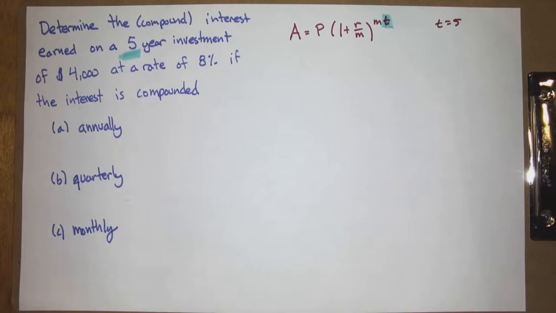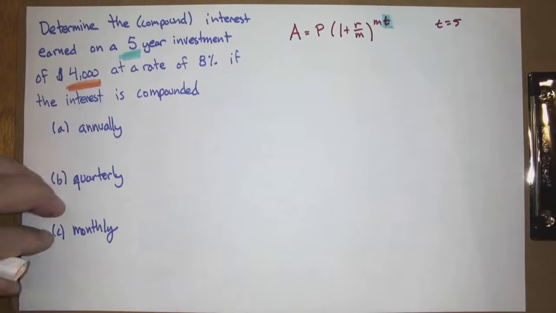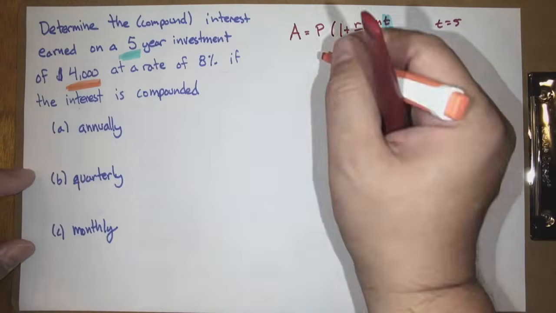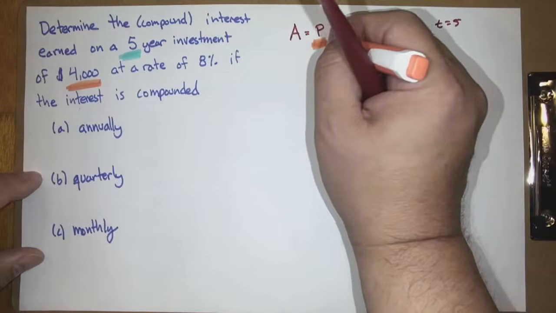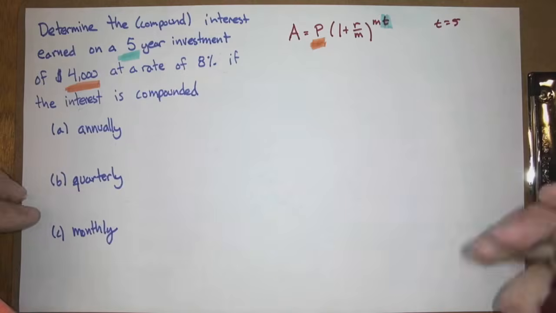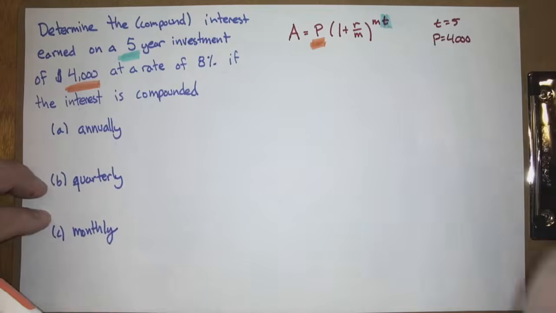All right, well, now let's do another one of these. Here's another number, 4,000. Does that show up in our formula? And if so, where? So that's your initial investment, your present value. That's your P. All right, so good. We've got P equals 4,000.